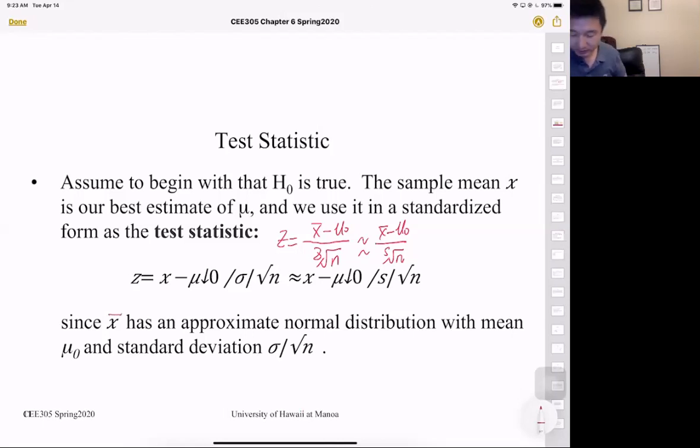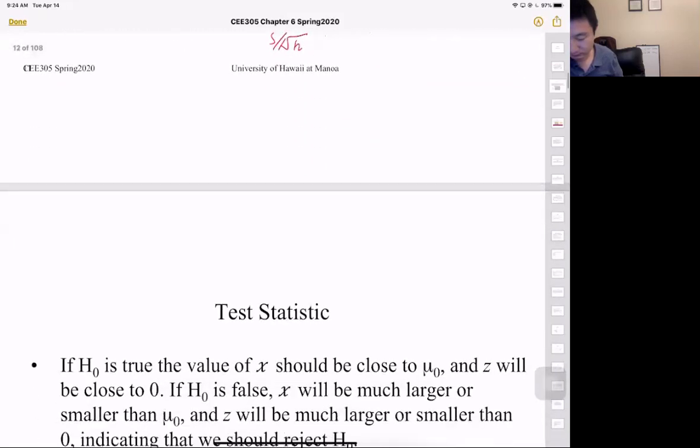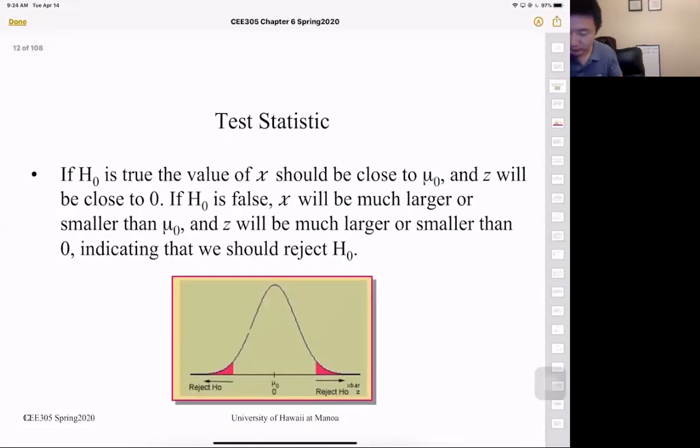The sample mean follows a normal distribution based on the central limit theorem, with the mean value of mu0, which is the value we want to check, and this standard deviation. So we calculate the z-score based on this equation. If H0 is actually true, then the value of x-bar should be close to mu0, and the z value will be close to 0.